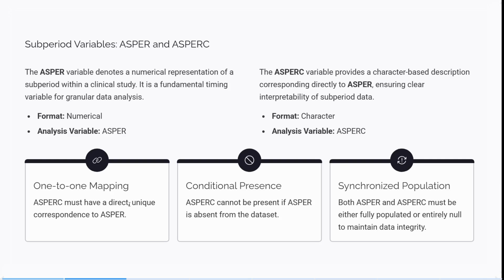ASPER must have a direct, unique correspondence to ASPERC, and conditionally, ASPERC cannot be present if ASPER is absent from the dataset. It is also helpful to keep them synchronized, to maintain the data integrity.